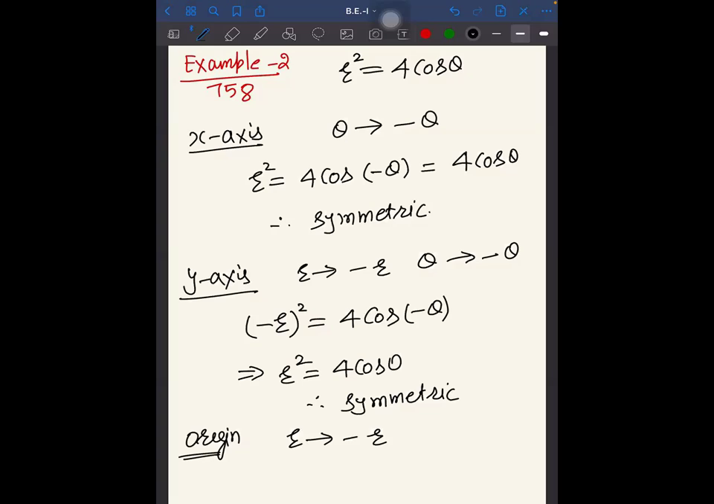So that means minus R squared is equal to 4 cos theta. So R squared is equal to 4 cos theta, again symmetric. Okay. You got all the things, right? Yes, sir. So that's it for today. In the upcoming lecture, we'll be plotting some curves on the basis of this polar coordinate system.